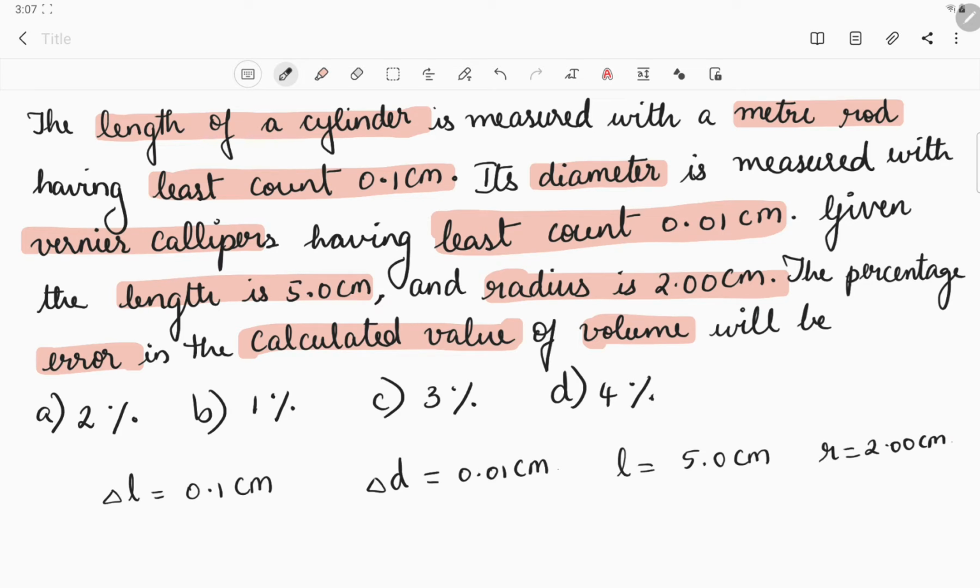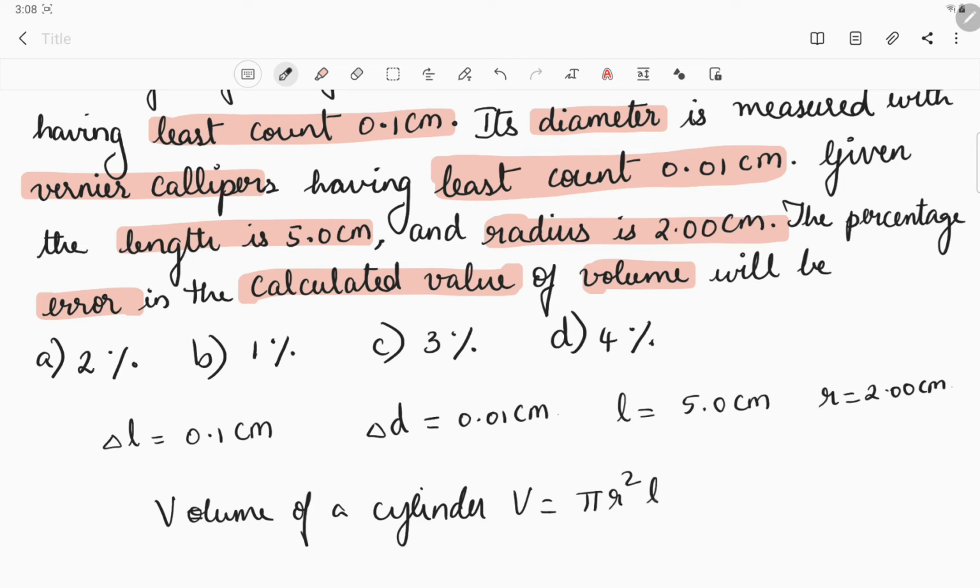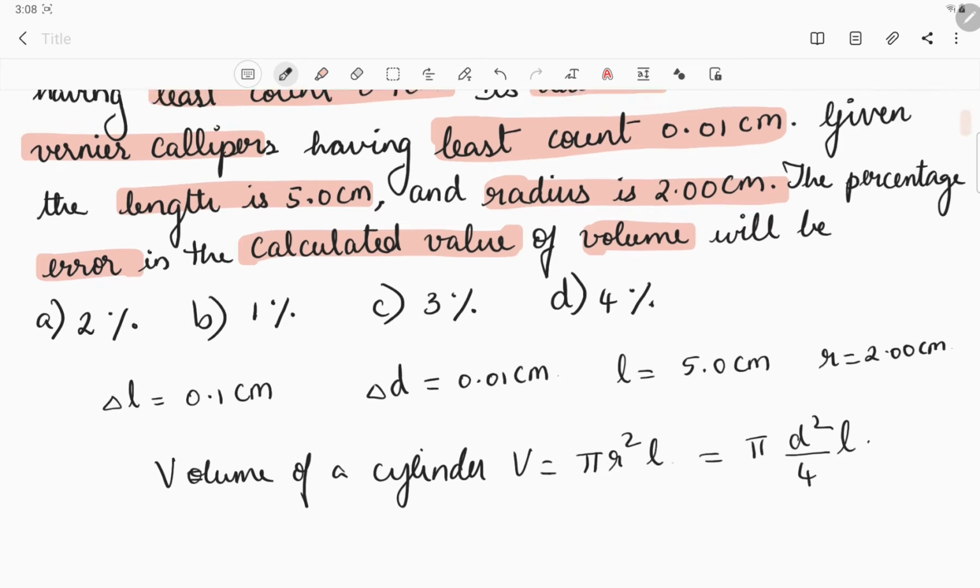Now in this question, the error in measurement of diameter is given. That is why we will use the equation for volume based on the diameter, not the radius. The volume of a cylinder is V equal to pi r square L. Instead of radius, we will substitute half of the diameter, so V is equal to pi into d square by 4 into L. So this will be our equation.